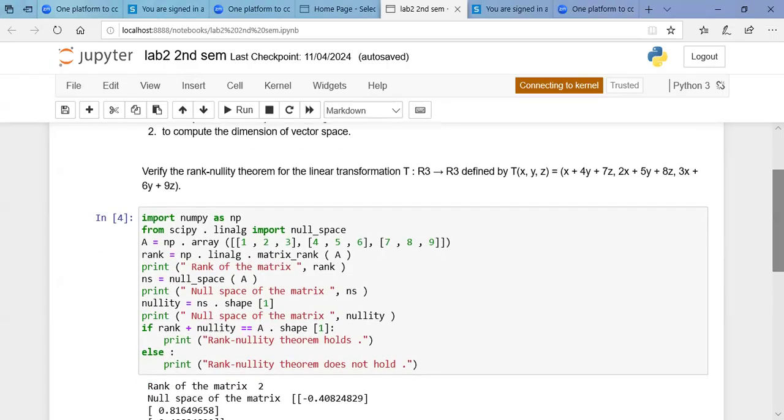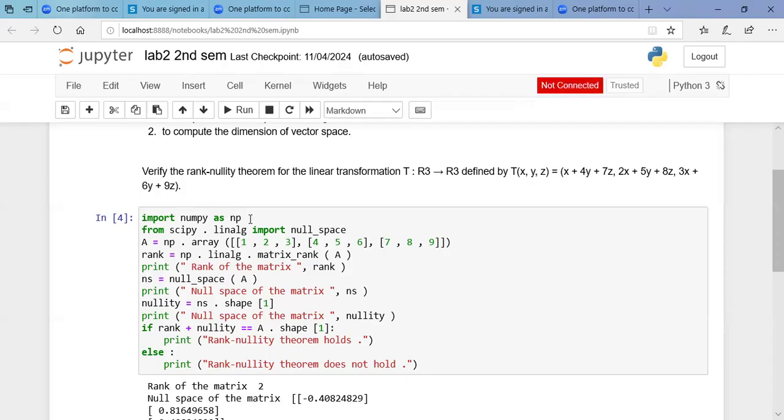Here we have a question: verify the rank and nullity theorem for a linear transformation. That linear transformation T is defined from the space R3 to R3. It is defined as T of (x, y, z) = (x + 4y + 7z, 2x + 5y + 8z, 3x + 6y + 9z).